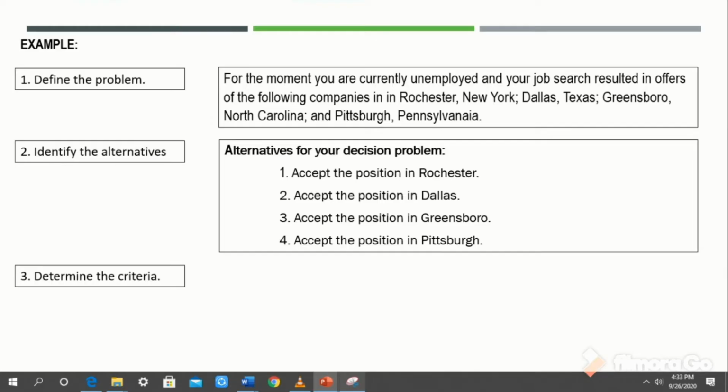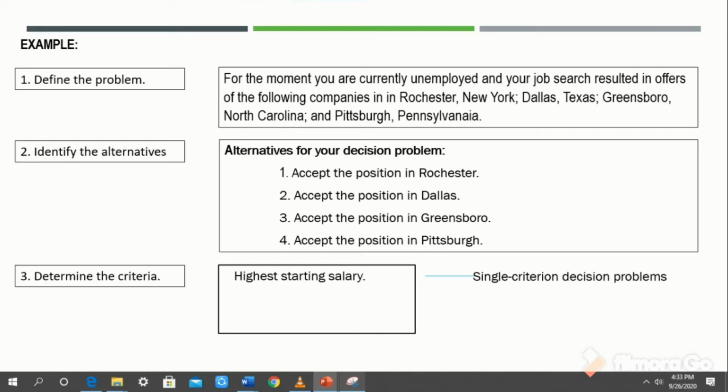Determine the criteria. Unsa may criteria nimo sa pagpili sa job? For example, ang imong criteria is the highest starting salary. Pinakataas na salary. So, if ang imong criteria kay usa ra, highest starting salary, makonsider na siya as a single criterion decision problem. But kung daghan, for example, ang imong criteria kay starting salary, potential for advancement, and the location of the job, tulo na sila. If more than one ang imong criteria, that is called a multi-criteria decision problem.